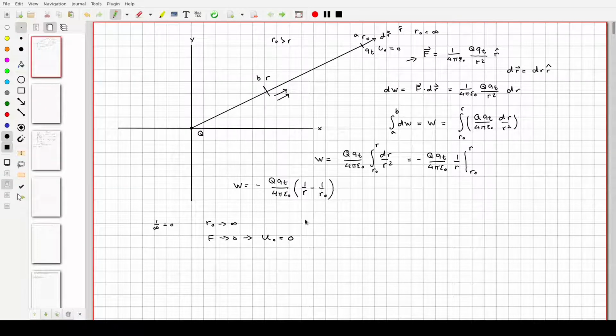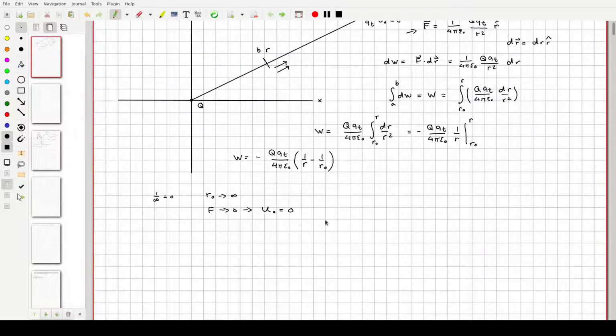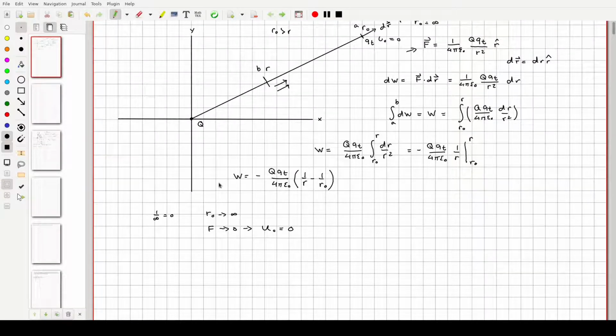No potential for motion, no potential energy. Or no potential for changes in motion, rather. So what I'm going to do is take this equation for work here, and for R naught, I'm going to put infinity. Well, as I pointed out, this is 0.